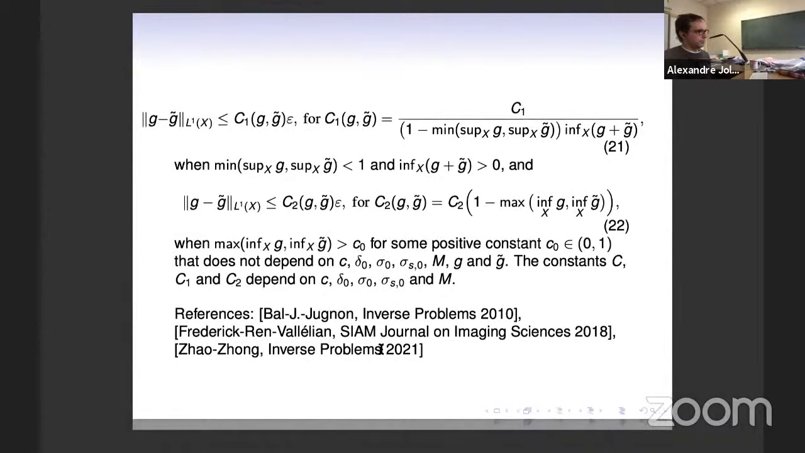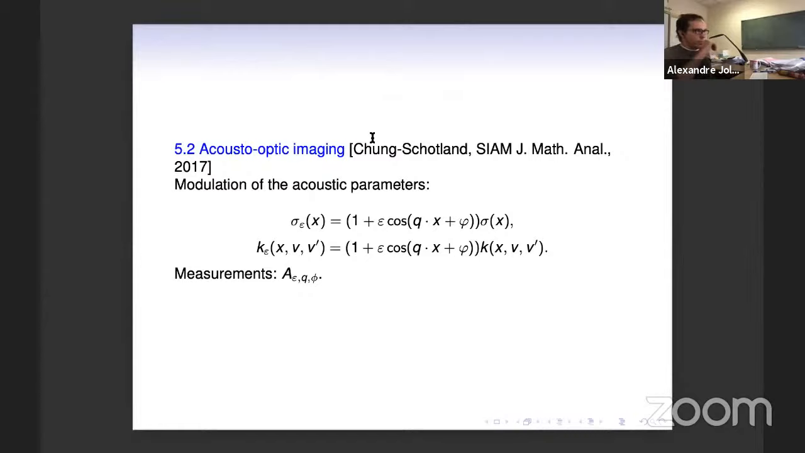So let me jump to another hybrid imaging problem. It's called acousto-optic imaging. The reference is written right here. So the idea is you do the measurements as we first did. You have an external light source. You measure the outgoing light. And in between, you send an ultrasound wave. The ultrasound wave will have the effect of modifying the optical parameters as follows. You see you have this factor here, which is due to the effects of the ultrasound wave. So Q is the wave vector and phi is the phase of the acoustic wave.